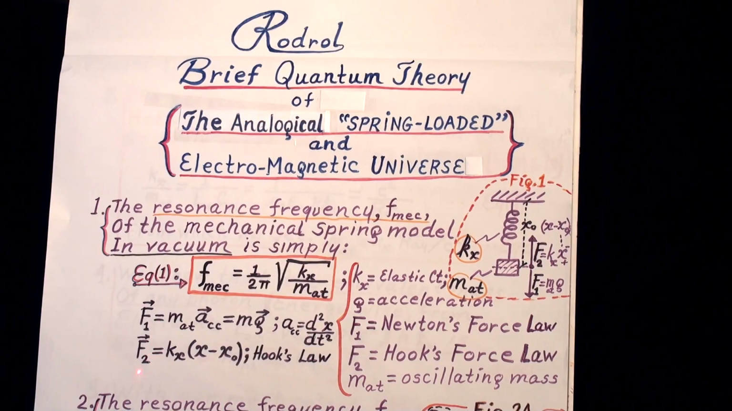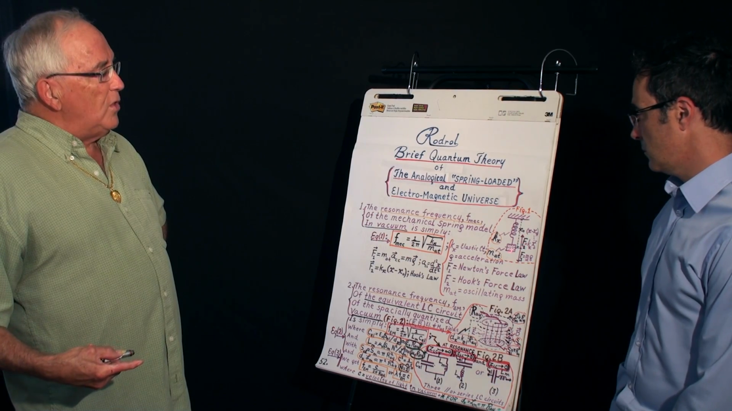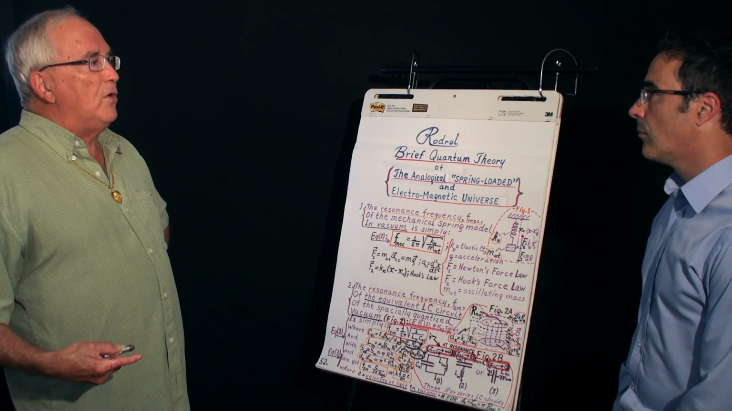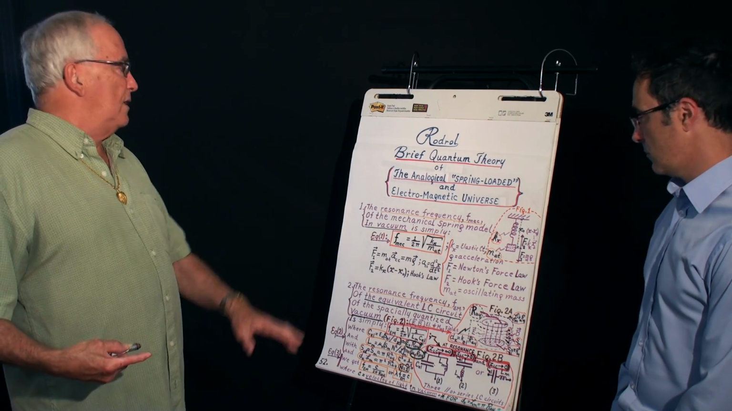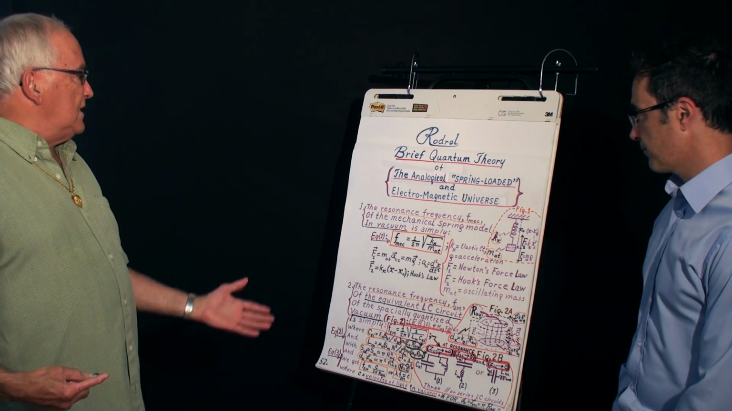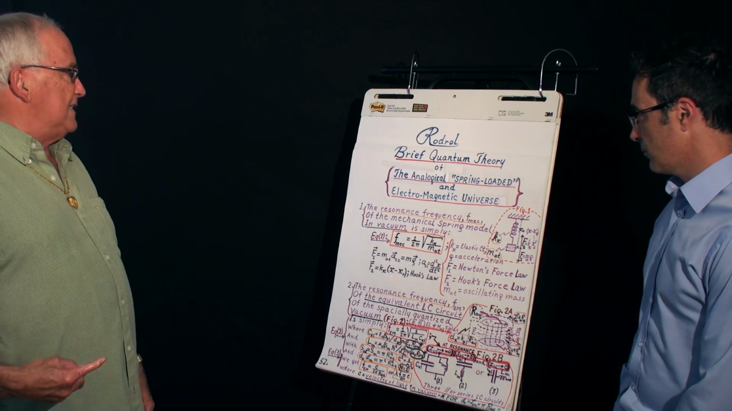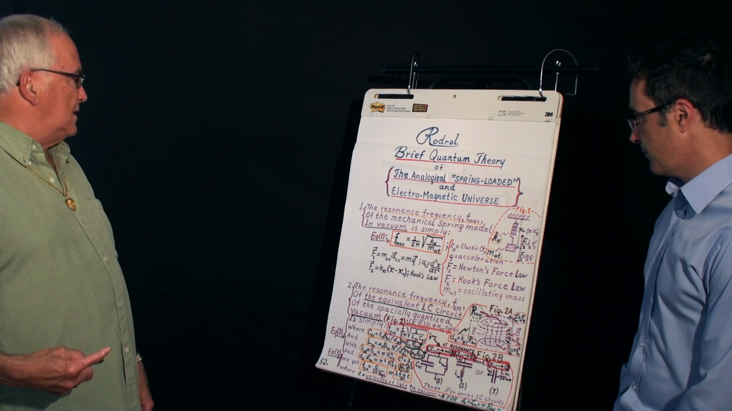So F2 here, see F1 is what's happening there, but F2, the force in the opposite direction, is the elastic force, which will be the elastic constant times x minus x0, if it's in equilibrium at distance x0 when you don't touch it. You let it go. Okay? So this is called Hooke's law of elasticity. Okay, that's what it says there.